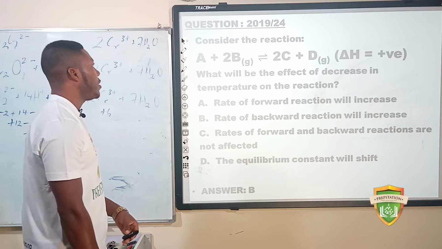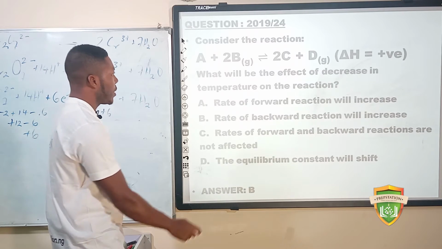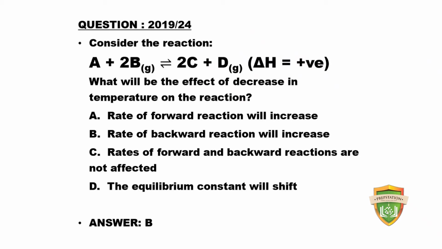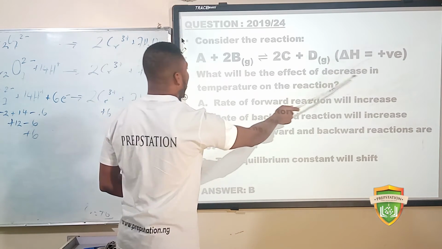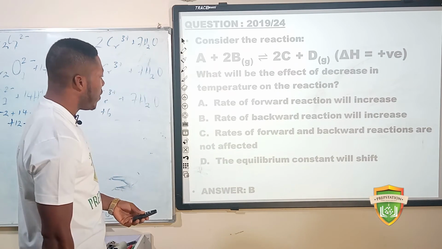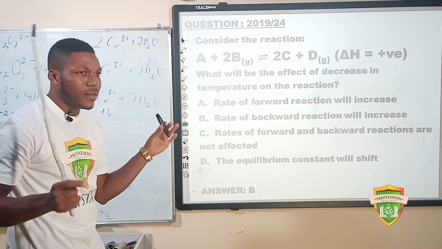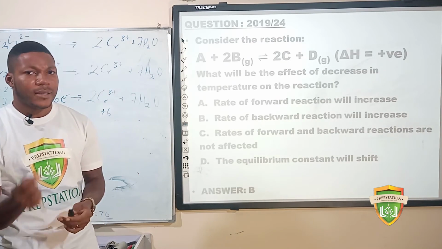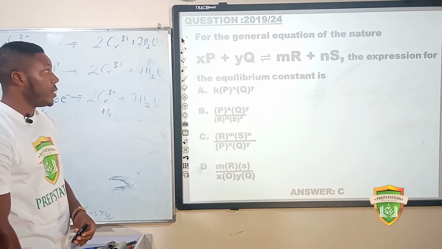Next question is question 24 from 2019. Consider the reaction. This is endothermic. What will be the effect of a decrease in temperature? The same thing. The answer is B: the rate of the backward reaction will increase, because it's endothermic. So the effect of a decrease in temperature will favor the backward reaction. Just get the basic keys and you will not have challenge answering questions on equilibrium, though they are confusing anyway.